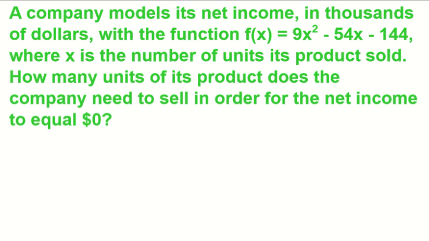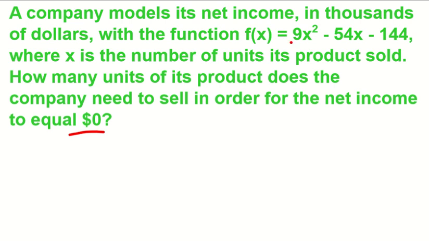This one was actually on the inactive also. So you see a company models its net income in thousands of dollars with the quadratic function there, where x is the number of units its product sold. How many units of its product does the company need in order to sell a net income equal 0? So it says equal to 0. That kind of gives you a little bit of a hint. We're looking for a 0, right?